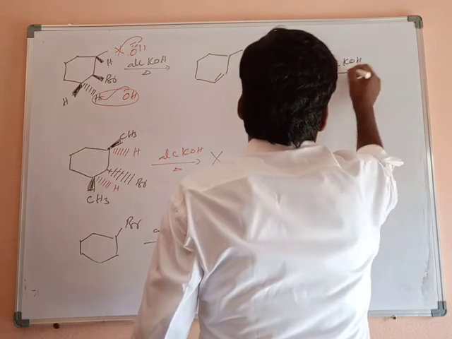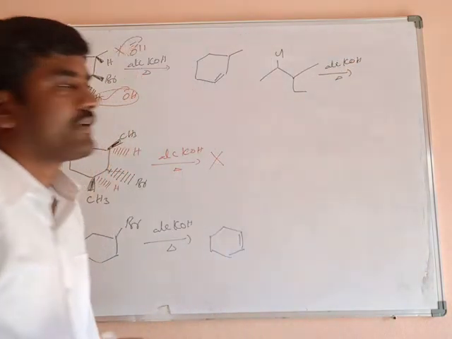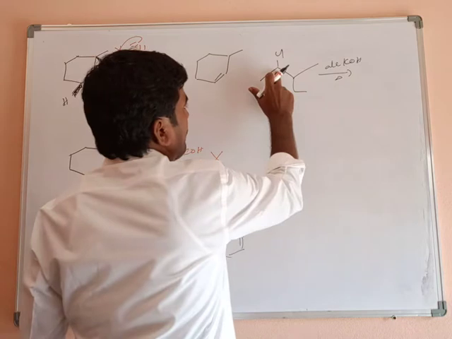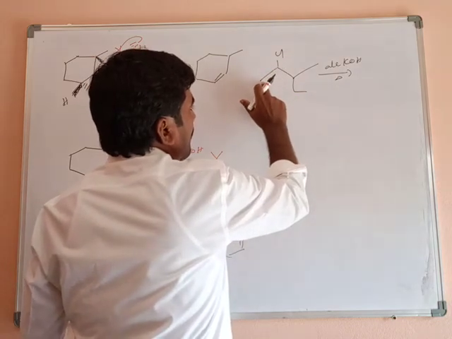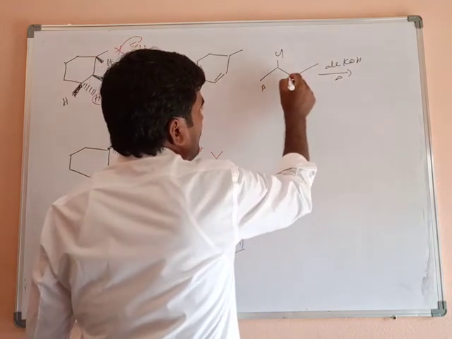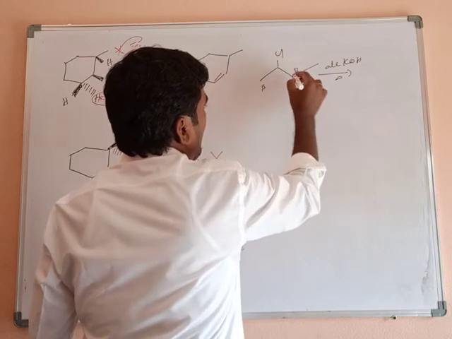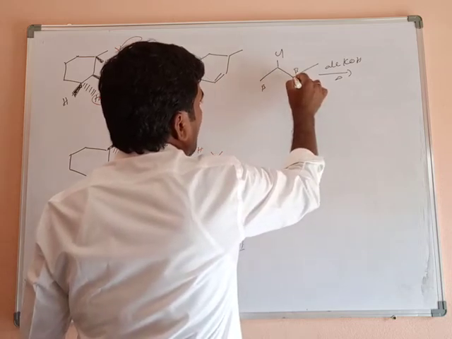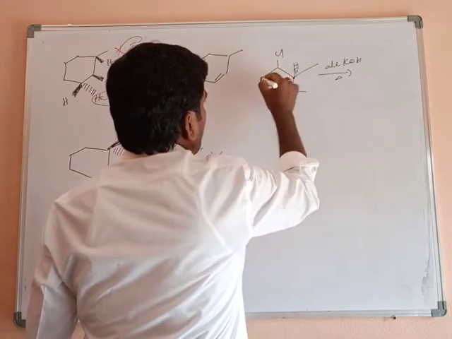Alcoholic potassium hydroxide, delta. Which product will form here? What about the beta position? How many hydrogens are there here? One hydrogen. And at the other beta position, how many are there?